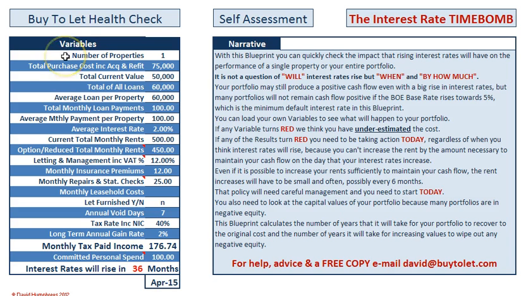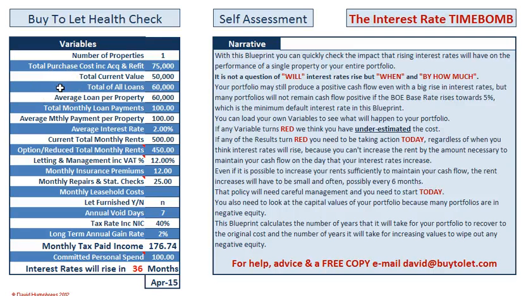The first variable is the number of properties, and you can put one property in, as is the case in this example, or you can put 10, 15, 20. Next, the total purchase cost, including the cost of acquisition and refit of all the properties, and their total current value. This is the global value of all the properties and the global cost of buying all the properties and fitting them out.